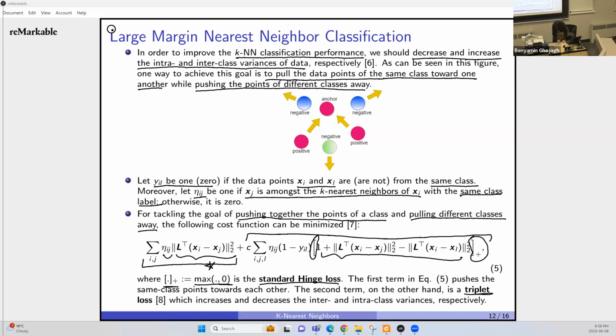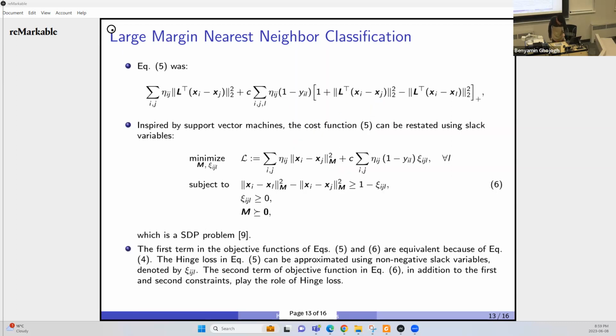Then the second term, what is that? On the other hand, it is a triplet loss. That's actually a loss named triplet loss. It was proposed, I think, by either Facebook or Google, one of them. So what does it do? It decreases the intra-class variances and increases the inter-class variances to separate the classes. How? I think I have talked about it. Let us talk about it. Eta ij is 1 if xj is one of the k nearest neighbors of xi and it has the same label, right? It means that it is one of the positives.